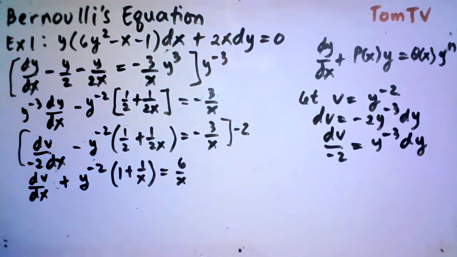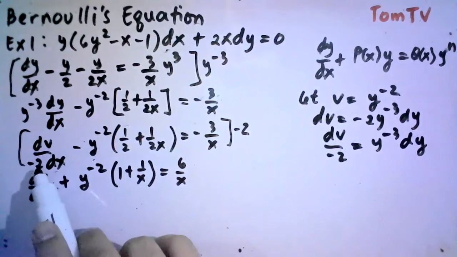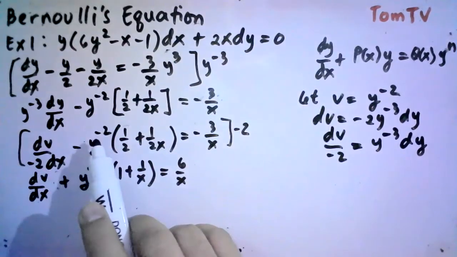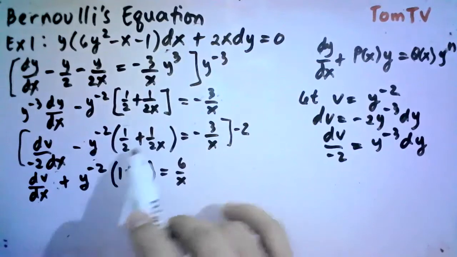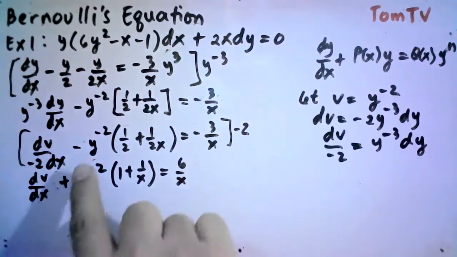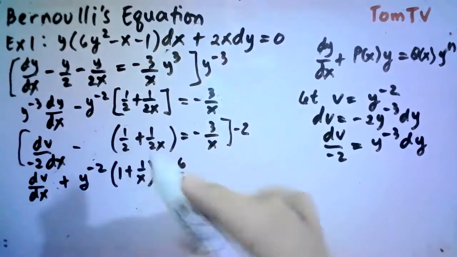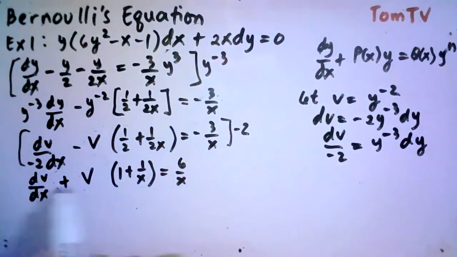Okay. Now, if you have noticed, this is a linear differential equation. Now, by the way, we have here our y raised to -2. We substitute the value of dv over -2. So this y^-2, we will substitute also by v, because there's no dy here. So we will substitute y^-2 as v. So I will erase this one and substitute it as v. So that our variables now are v and x.